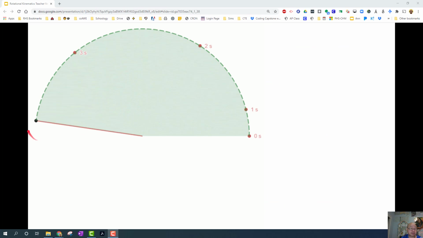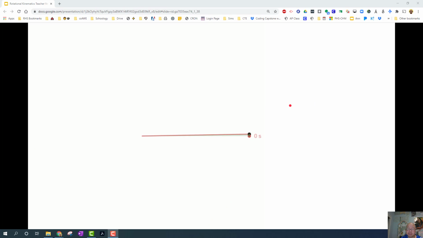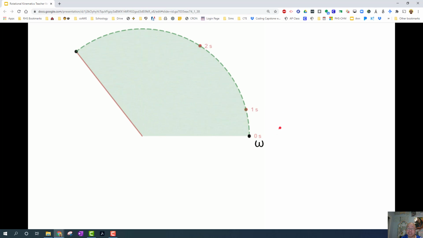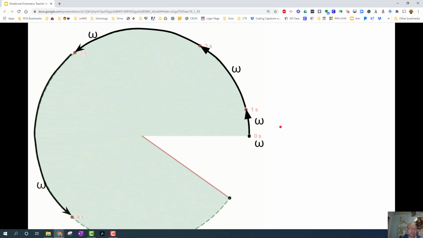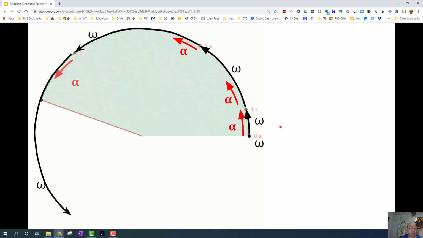Let's observe this black object as it goes around in a circle. Notice that we can draw a dot here for its angular velocity at the beginning and show the angular velocity as a pseudo-vector as it goes around the circle. We can also draw in the rotational acceleration as the object goes around the circle. That would be our version of the motion map for rotational kinematics.